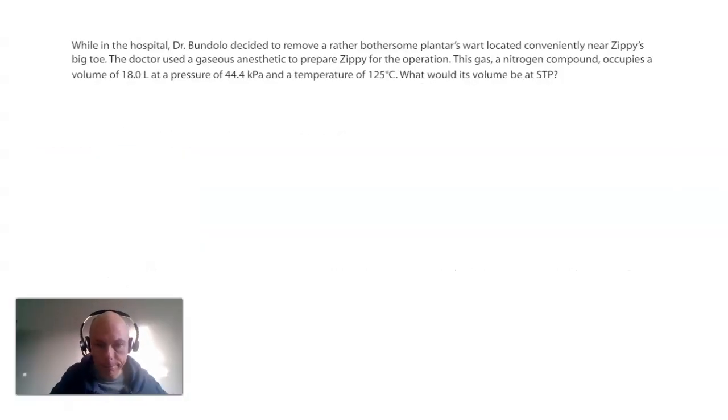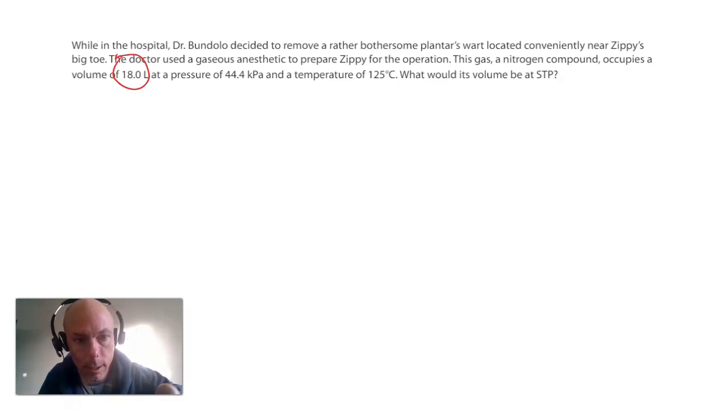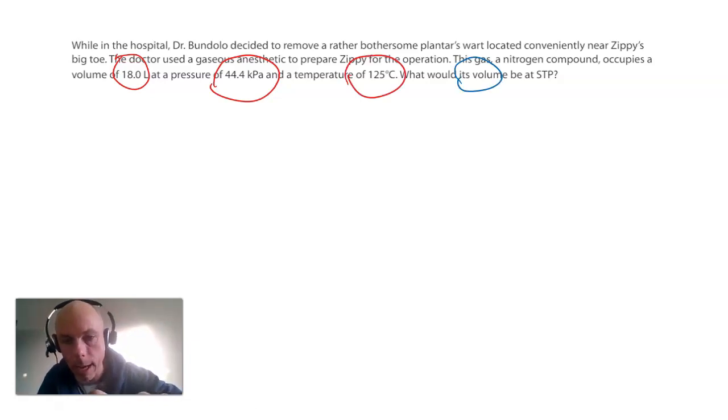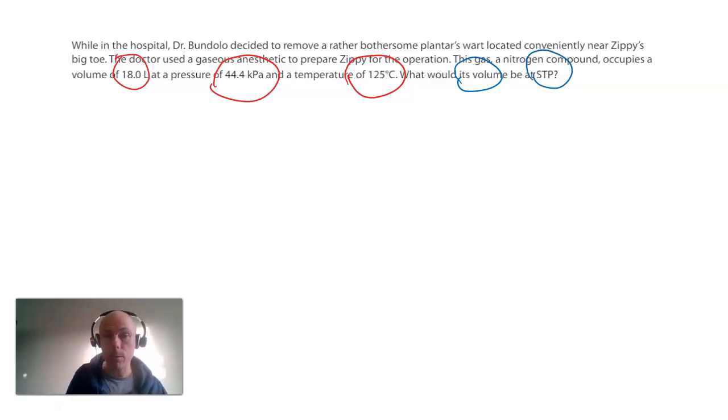All right, we've got a problem here about Zippy, who's got a wart on his big toe. The doctor's using a gaseous nitrogen compound. Notice that it's giving us the volume of the nitrogen compound to begin with, 18 liters. It's giving us the pressure. It's giving us the temperature. And then it's asking us what the new volume will be at a new temperature and pressure, at standard temperature and pressure. That's a combined gas law problem, of course, because there's a new set of conditions under which this gas exists, and one of the variables we need to find.